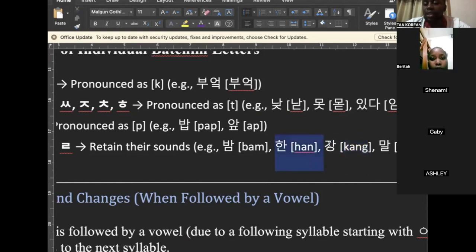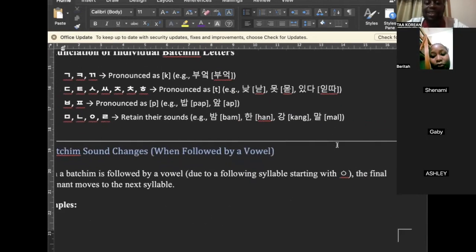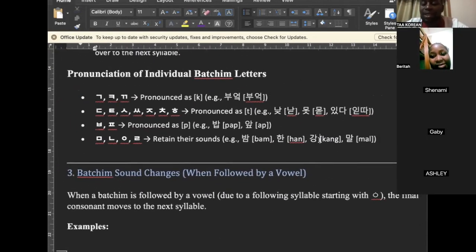So, Hangang. Does anybody know what Hangang is? Anybody who watches a lot of K-dramas would know what Hangang is. They have a lot of romantic scenes at this place. No, okay, never mind. So Hangang is the Han River, right? Nairobi Kang, Nairobi River. Tana Kang, Tana River. Nile Kang, Nile River. Kang is a river.